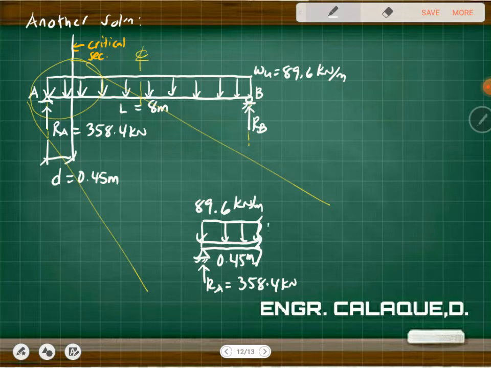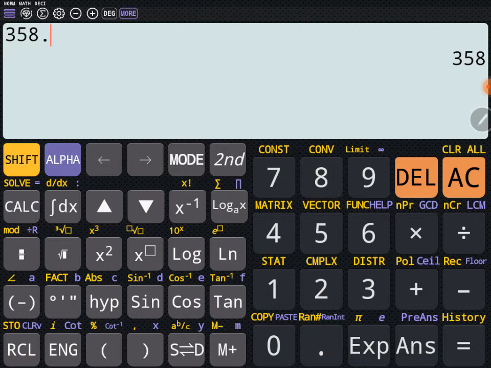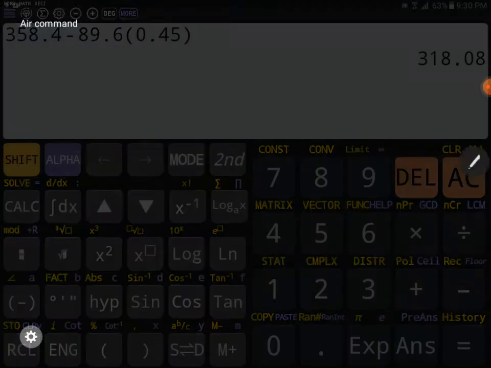Okay, so pwede natin makuha yung shear na dito, ha? So yung shear dyan is just, yun din yung VU. So we have RA minus yung WU, times yung distance na D. Okay, or yung VU natin is just 358.4 minus 89.6 times 0.45. So we have 318.08.